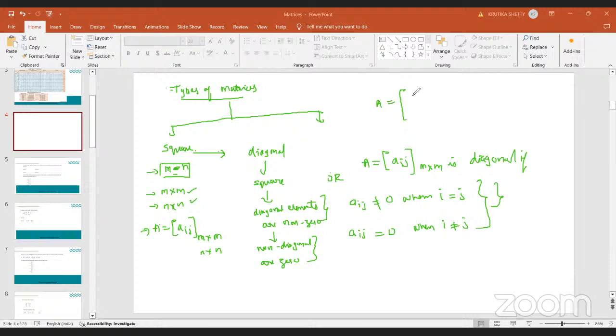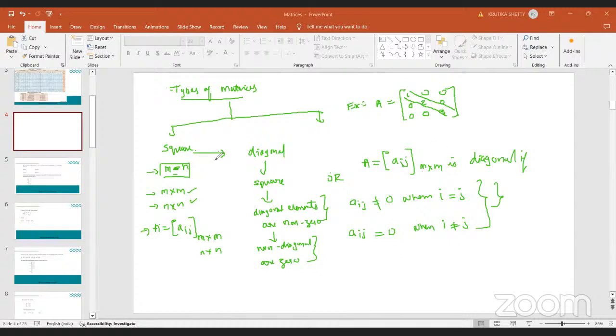See, diagonal elements. Which are the three diagonal positions? 1, 2, and 3. So at these positions the elements will not be equal to 0. The rest of the elements can be equal to 0. These three diagonal elements are non-zero, and the rest of the 6 non-diagonal elements are equal to 0. So after understanding the definition, put an example. Try to write one example on your own, and I will also explain. So this is the diagonal matrix.